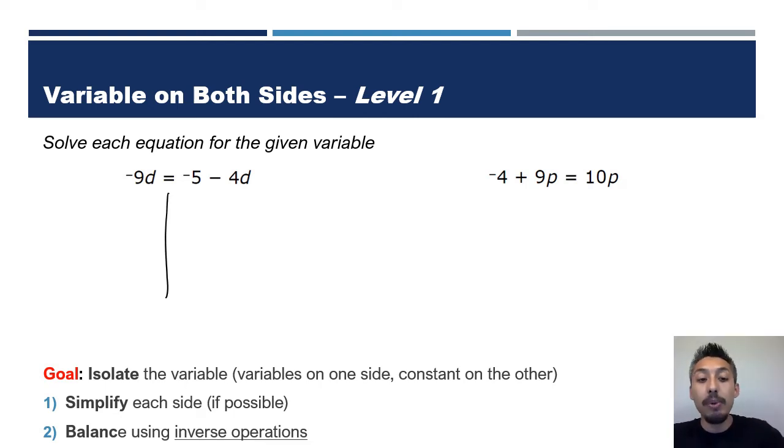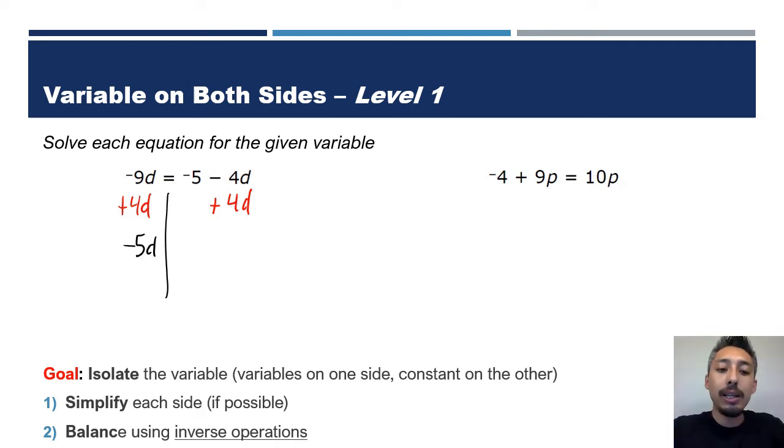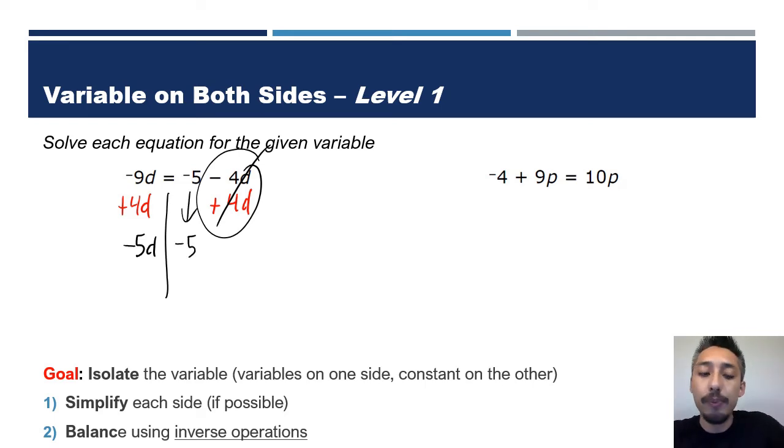And using inverse operations, to get rid of -4d, we're going to add 4d. But whatever we do to one side, we have to do to the other side to make sure that this remains balanced. So on the left side, we have -9d plus 4d. This is going to give us a -5d. On the right side, this canceled out because this is inverse operations. So all we have left over is that -5 that we just bring down.